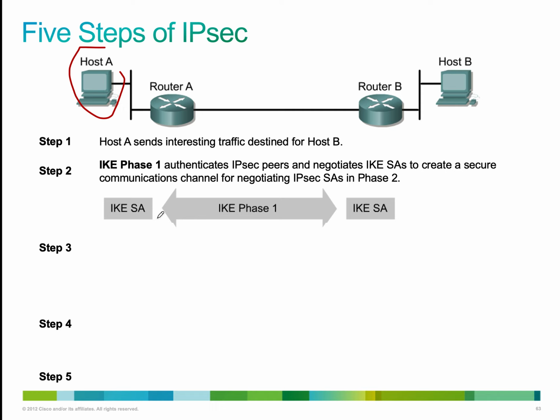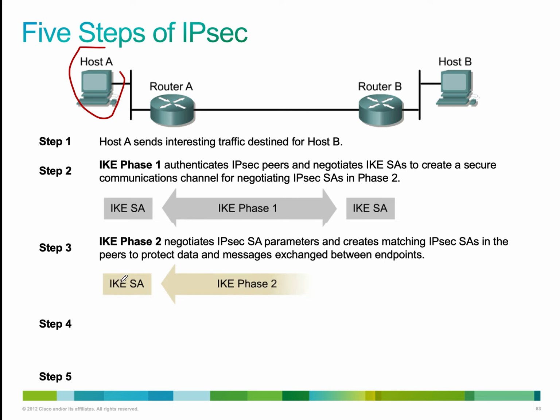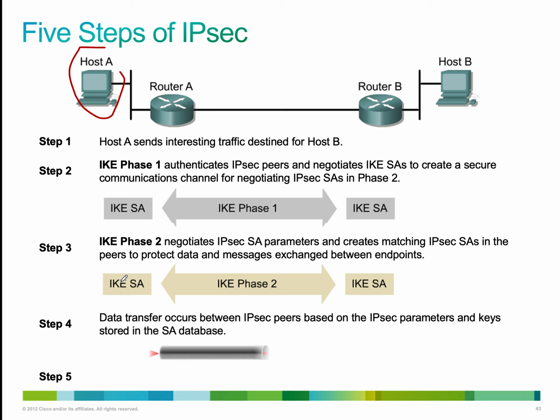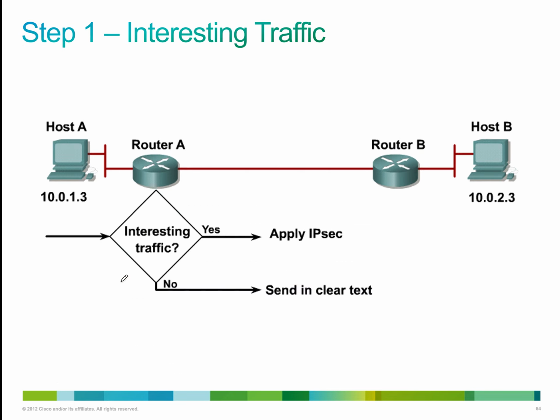Okay, so IKE phase one, and then the IKE SA. Then step three, IKE phase two, negotiate the IPsec SA parameters and create matching IPsec SAs in the peers to protect the data and the message exchange between the two endpoints. Step four, data transfer occurs between the IPsec peers based on the IPsec parameters and the keys stored in the SA database. Then step five is termination. IPsec tunnel termination will now take place after all of this has been done.